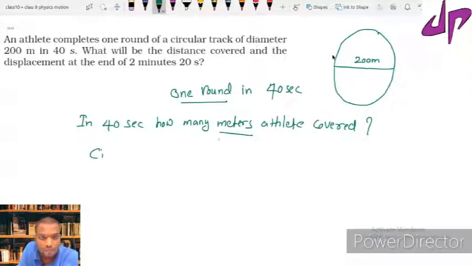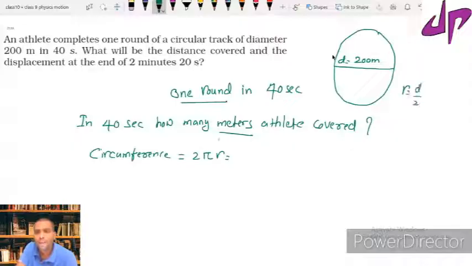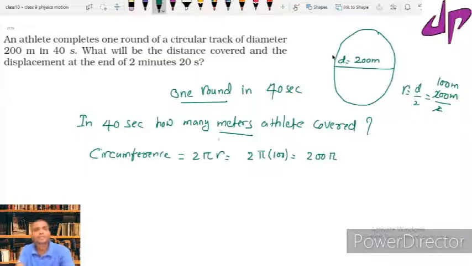Therefore, the circumference formula equals 2 pi r. Here r is the radius. We have the diameter. If the diameter equals 200, then radius r equals diameter by 2. So 200 meters by 2 gives the value of 100 meters. So radius r equals 100, so you can write 2 pi times 100 is equal to 200 pi. So that is the circumference of the circle.